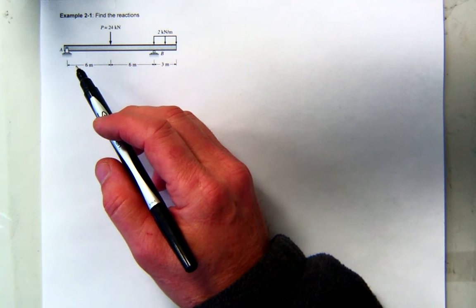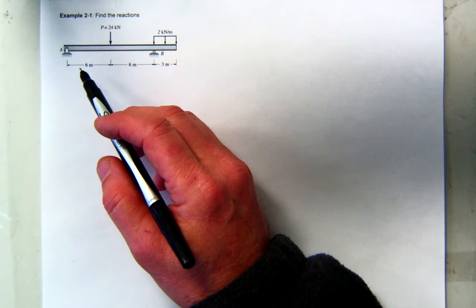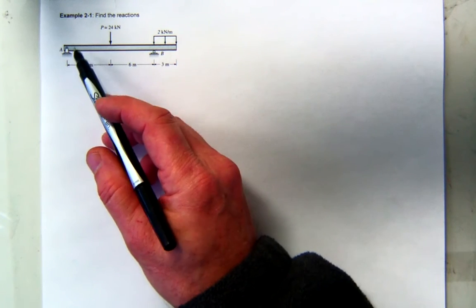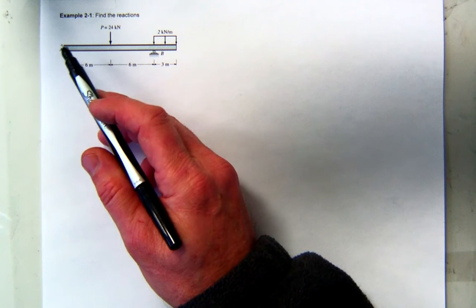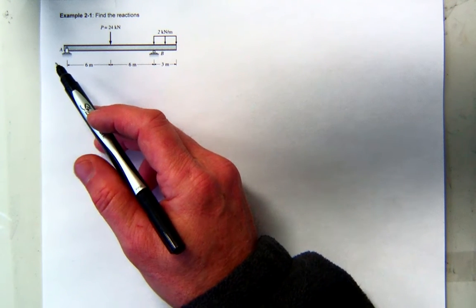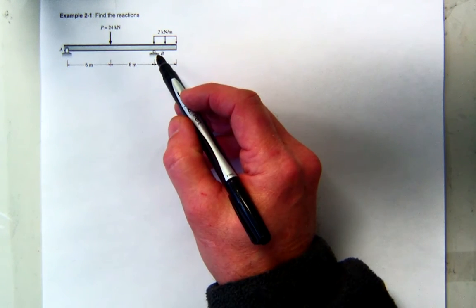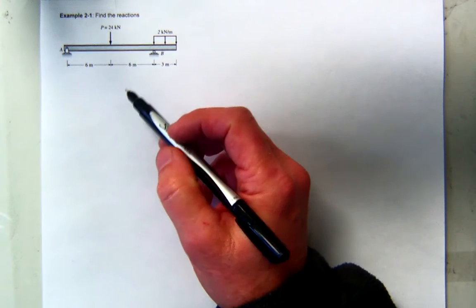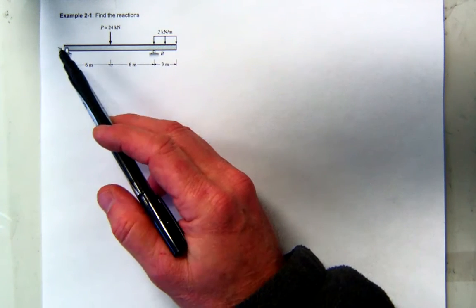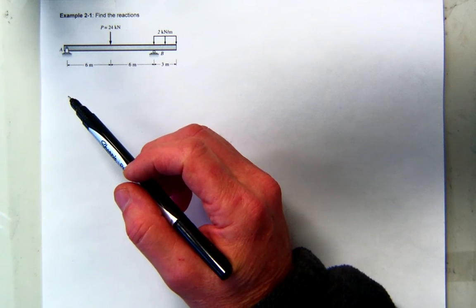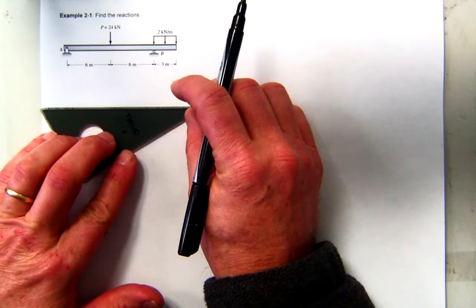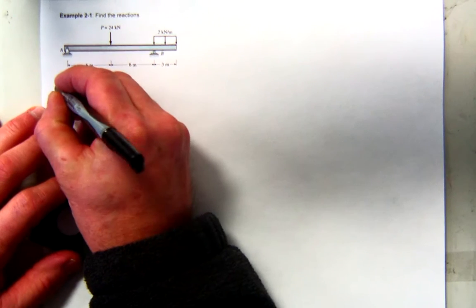If you look in the book and find a problem similar to this, the author will tell you that at A, this connection looks like a pin, and it is. And over here at B, you can see it's just a roller setup. So this will be a roller, and this will be a pin. That's usually typical. So the first thing I like to do is just draw the free body diagram for the structure.